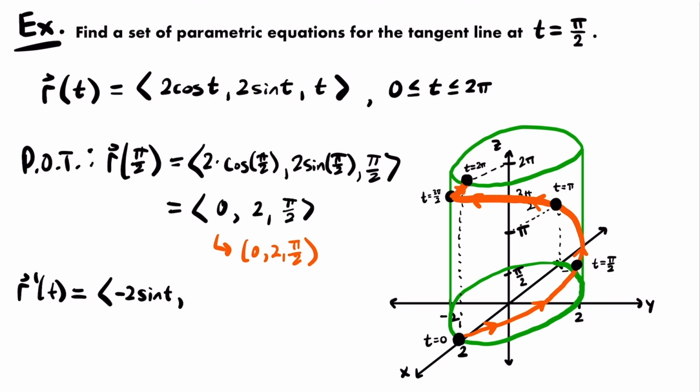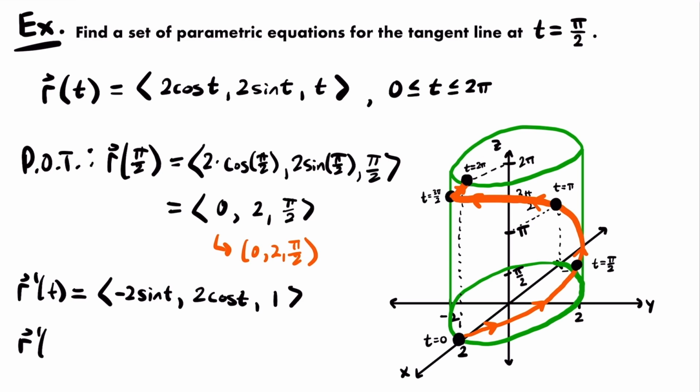The derivative of sine is cosine, so we'll have 2 times cosine t. And then finally, the derivative of t is 1. So our z component is 1. So that's our tangent vector for any value of t. But now let's find the specific tangent vector at t equals pi divided by 2.